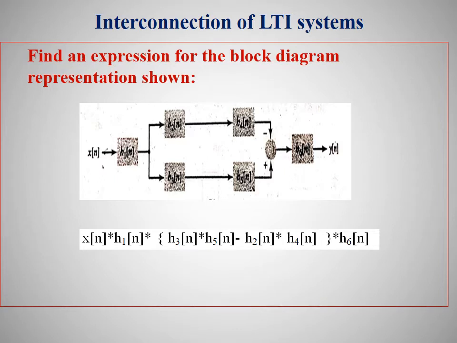Since the expressions could be extended for the discrete time case also, the solution is going to be x of n convolution h1 of n convolution, here we have h3 of n convolution h5 of n minus the convolution of h2 and h4 of n, and the final convolution is with respect to h6 of n.